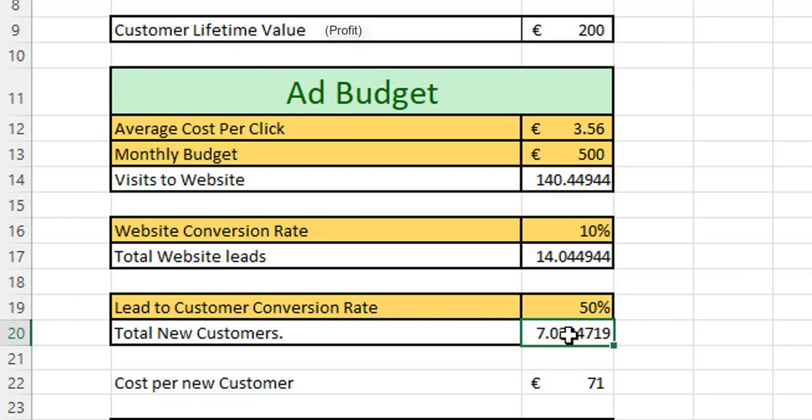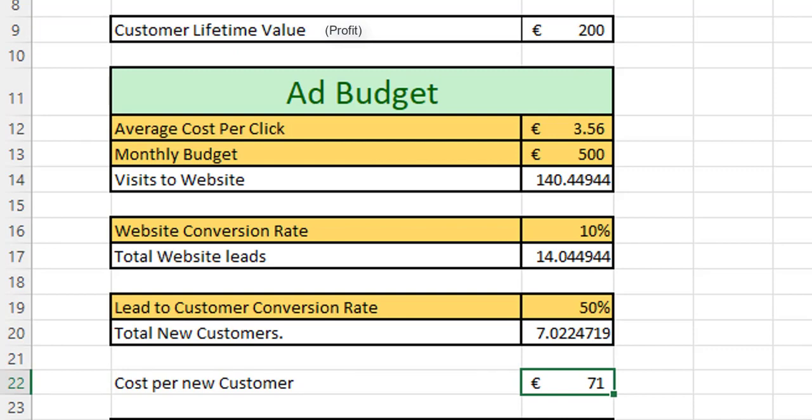Okay, so with 7 of them purchasing, that means the €500 divided by 7 gives you €71. It's costing you €71 per customer. Now, if these are brand new customers who have never seen you before, and that's an assumption we're making, because there might be already existing customers, and that means maybe your ad targeting isn't great. So if they're new customers, then the customer lifetime value is 200, and the cost of acquiring a new customer is 71.